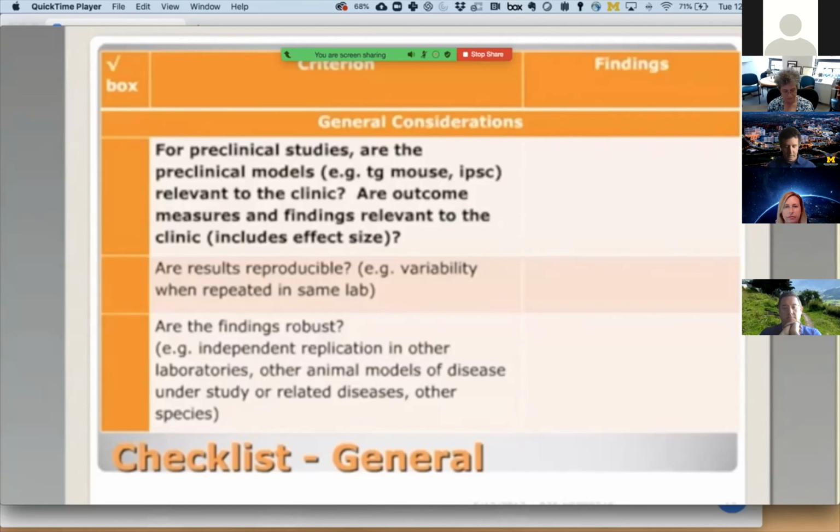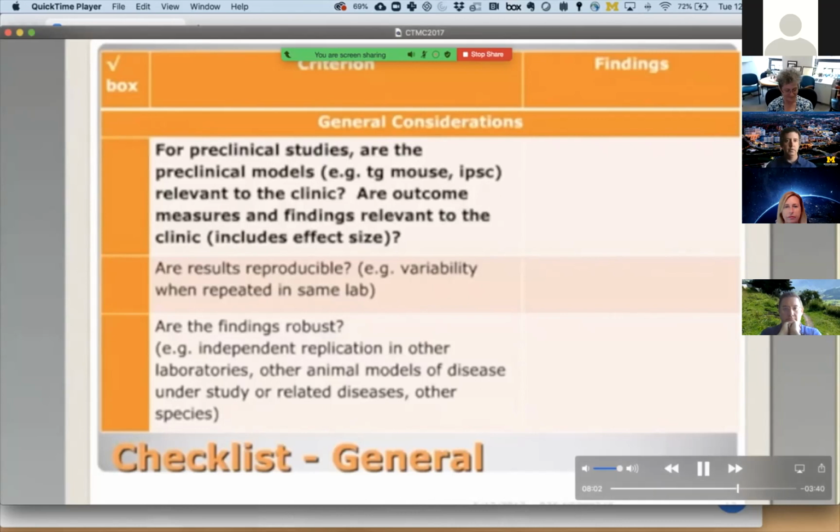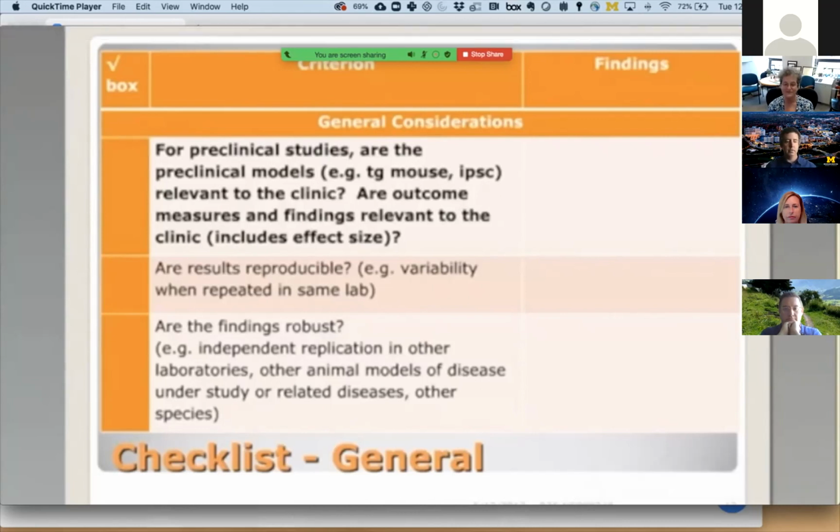Again, these are gold standards of what we should be striving for when looking at that research, but it may not always be there. It certainly isn't. And then the robustness of the findings. Have other laboratories using other animal models of disease found similar magnitudes of effect of the proposed treatment? And again, this is what will be helpful in picking interventions that will have the best chance scientifically of going forward.